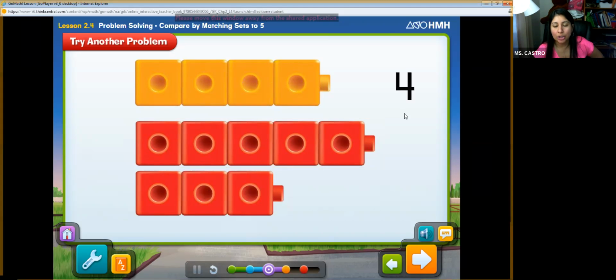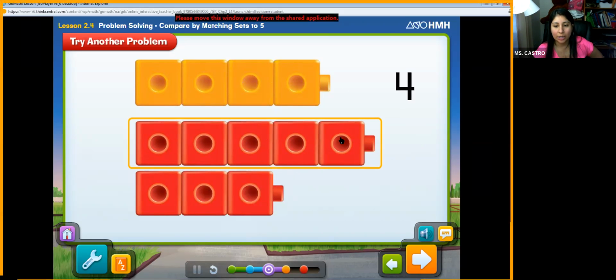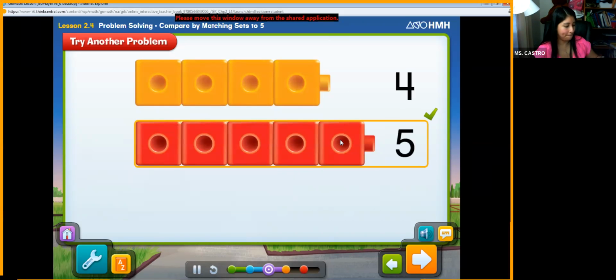And we can see that it's smaller because it has less cubes than the 4 yellow cubes. So what you want to do, boys and girls, is look for the one that has more. So since our last option is the one on top, let's click that. Good job! This cube train has 5 cubes.